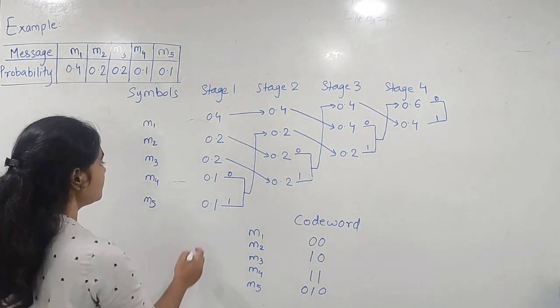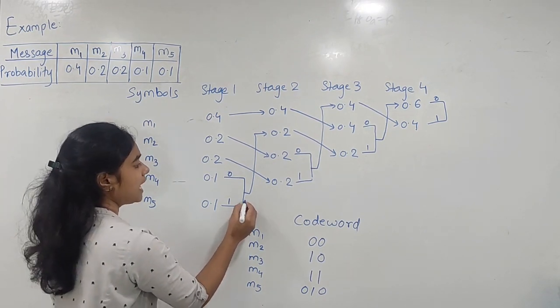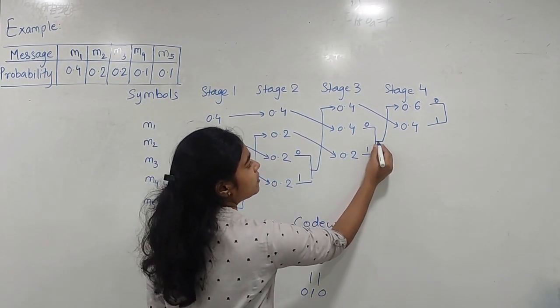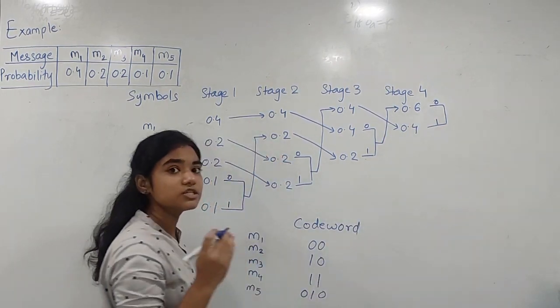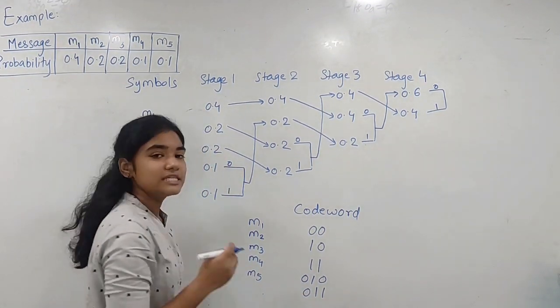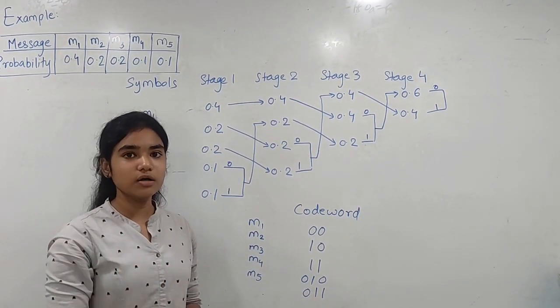Now for M5, we encounter 1 first, and then after tracking we encounter again 1, and then we encounter again 0. So it's 1, 1, 0. So from right hand side, 1, 1, 0. See, this is the method how we find the code word.